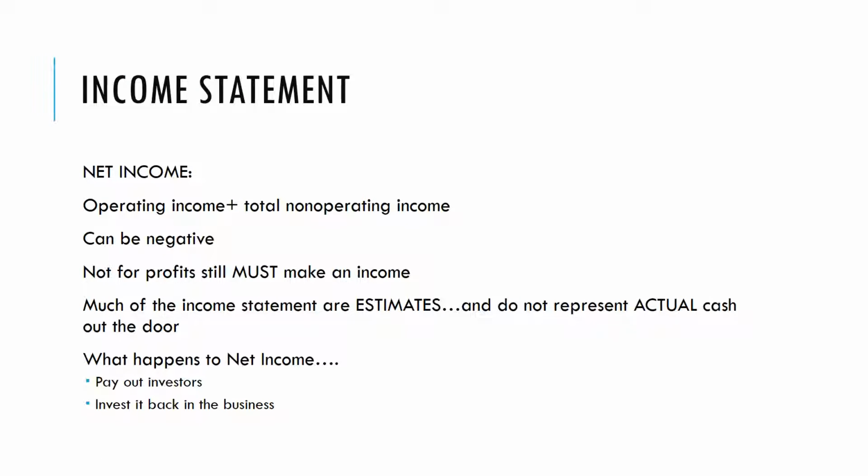So a couple of things to note on the income statement. Your net income is the operating income plus total non-operating income. It can be negative. Hospitals, organizations in general, they lose money all the time. It's not uncommon for them to lose money. It happens to the best of them.